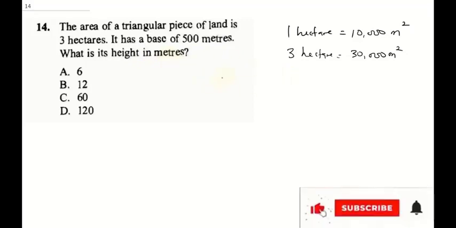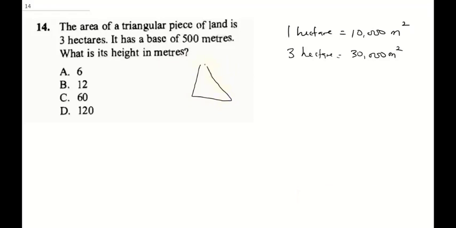Now, notice it says it's a triangular piece. Let's say it's something close to this, and the base is 500. Remember, we're looking for the height, and the area is this.